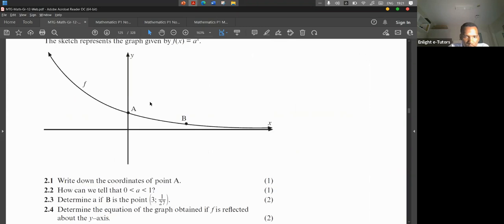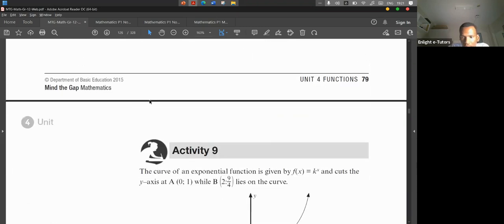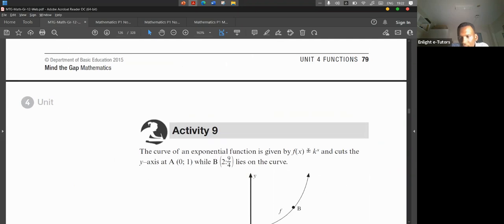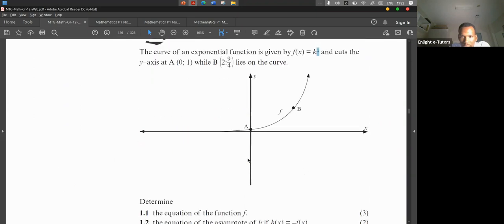Okay, now the activities. You see, this x is an exponent. I made a mistake there. Sorry. Understand? So what are they saying? They say determine the equation of this one. Same thing. If you are given this, what are we looking for? You can get it.